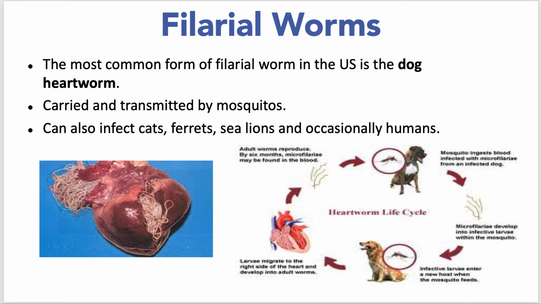So, and then lastly, another filarial worm is the heartworm. So, for your pets, they are carried and transmitted by mosquitoes, and they can also infect cats, ferrets, sea lions, and occasionally even humans. So, for instance, this picture isn't great quality here, even outside of being in a video. So, we have here adult worms will reproduce, and by about 6 months, they could be found in the blood.